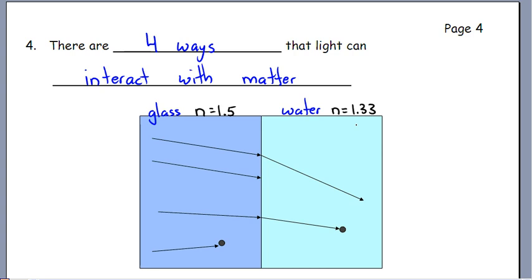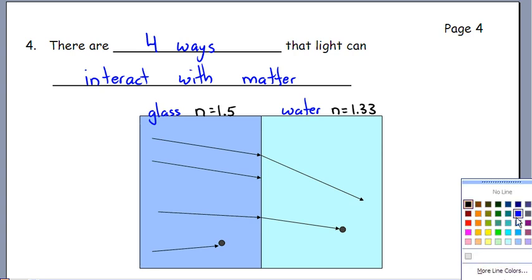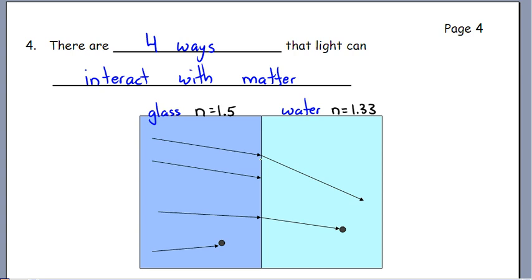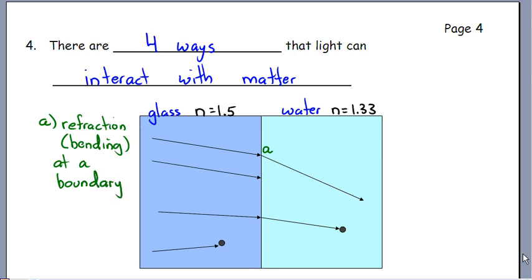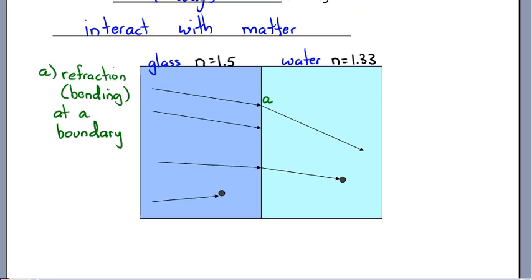Okay, one possibility could be that first little path you see. So here's a photon cruising along, and all of a sudden it does that. Okay, I'll call that option A. So option A, you could get what we call a refraction, which is a bending at a boundary. So when you switch from glass to water, you're definitely going through that boundary line, and that's where you're going to get a bit of a bend.